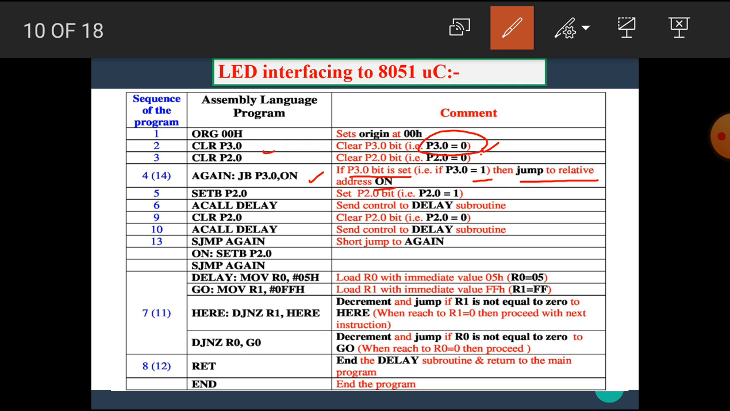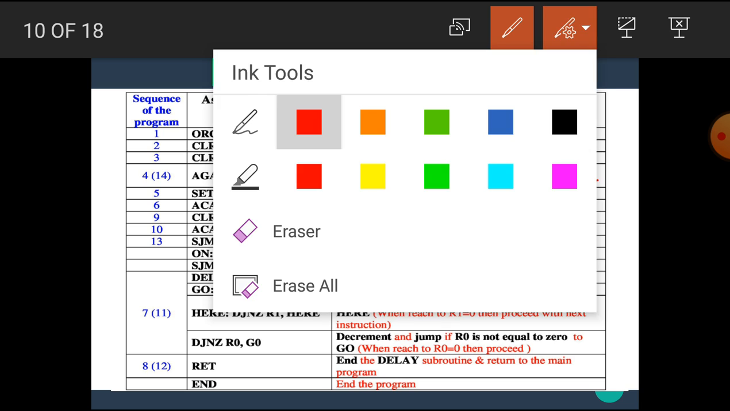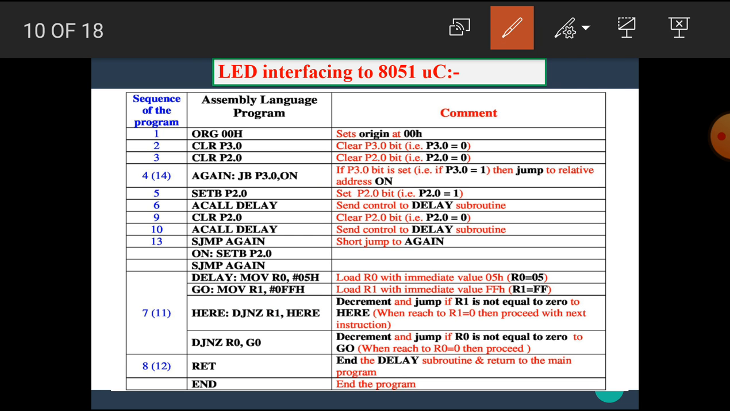Then the next instruction is executed. The next instruction is SETB P2.0. Now in this instruction the P2.0 pin is set. Now the value of P2.0 is 1. That means our LED connected with the microcontroller is now turned on. I hope you all understand.